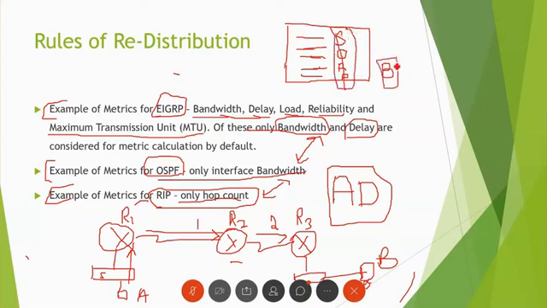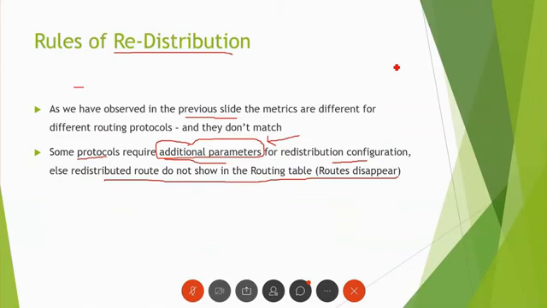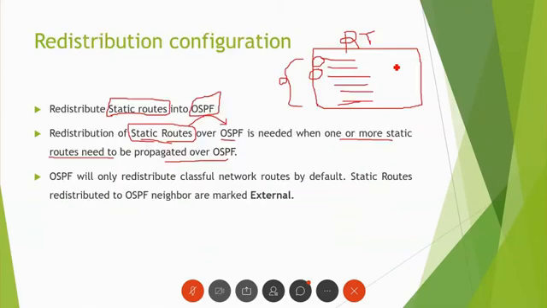But when two different protocols want to communicate, we have to ensure that the metrics are taken care of. And while configuring redistribution into OSPF, there is an important parameter that we have to consider: OSPF protocol has a limitation. I repeat, OSPF protocol has a limitation, and that limitation is that it can redistribute only classful networks.